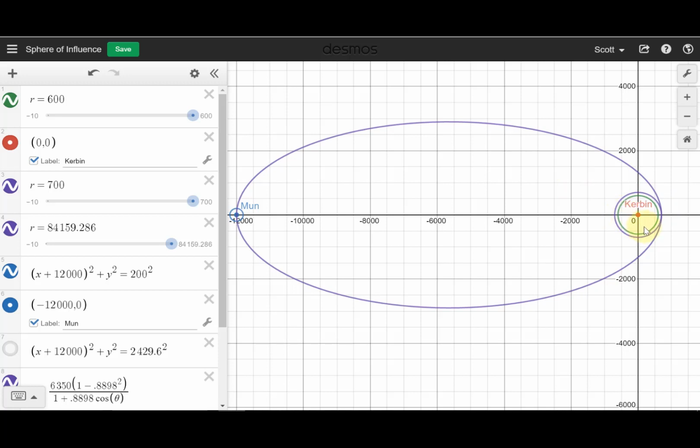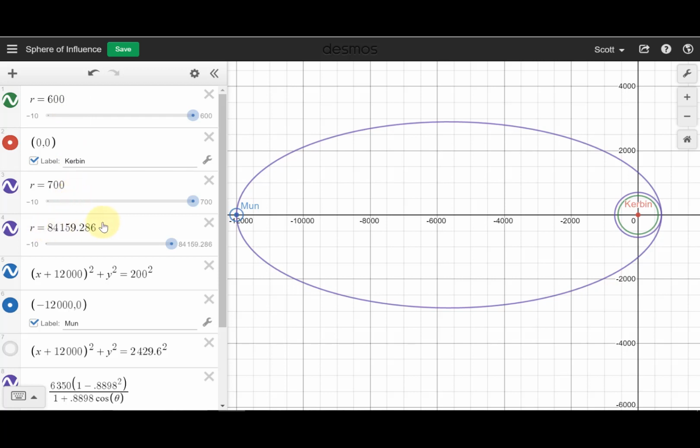So here I've got Kerbin with a radius of 600 kilometers and a 700 kilometer altitude circular orbit, and the transfer orbit that's going to reach out to the Mun. And this is a graph of the size of the Mun, 200 kilometer radius for the Mun. So this equation right here produces the circle that is the Mun, and so I've got that in rectangular coordinates. I've got polar coordinates for Kerbin and the circular orbit.